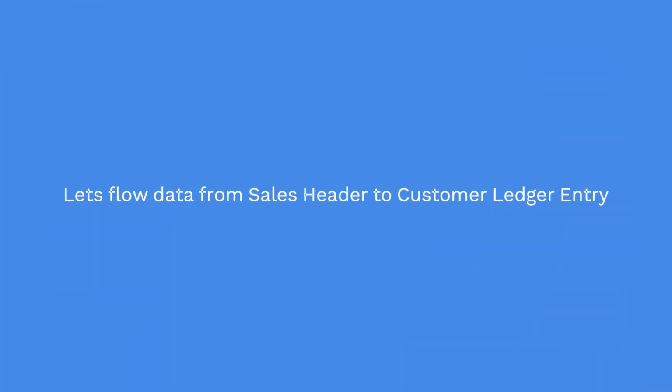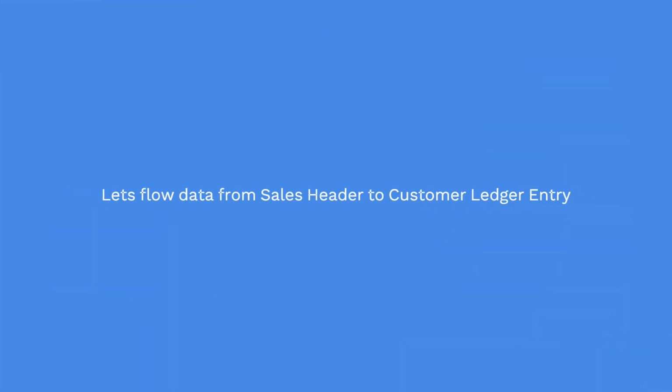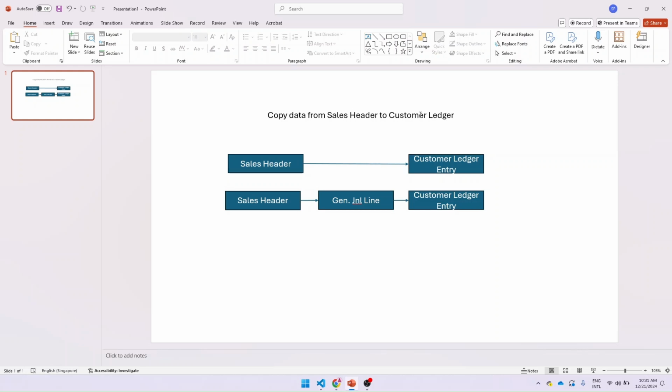Hello everyone. Let's see how we can copy data from sales header to customer ledger entry while posting the transaction. So we want to achieve this, sales header to customer ledger entry, but the proper way is we have to flow to general journal line, then flow into the customer ledger entry. So whatever we are posting, it always goes via general journal and gets posted. We can bypass and create it directly to update customer ledger entry.